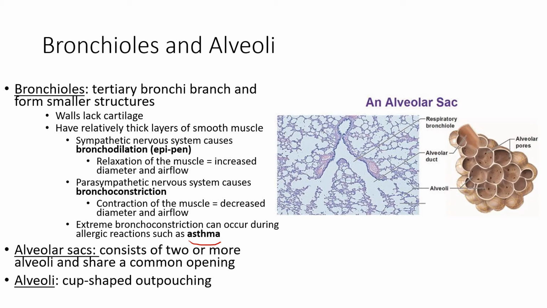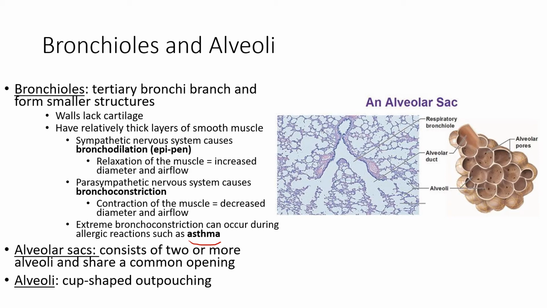Bronchioconstriction is going to be a contraction of that smooth muscle, which is going to cause a decreased diameter and decrease our airflow. So this is where you may have an asthma attack. An asthma attack is going to be extreme bronchioconstriction, which may be in response to an allergic reaction. Typically that's sort of the example I'm thinking of. I'm sure there's more, but you can think of an allergic reaction.